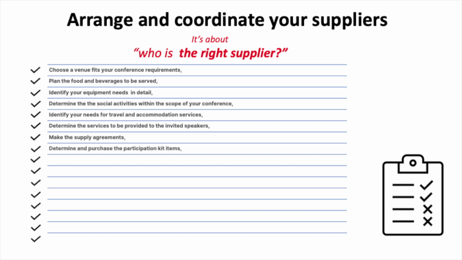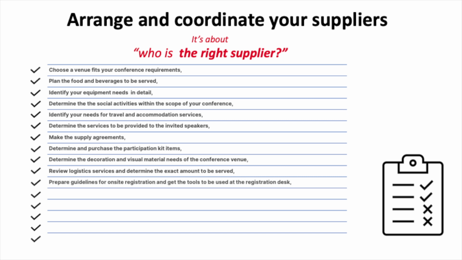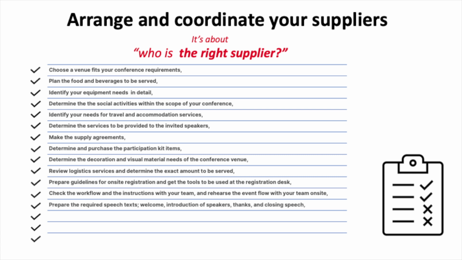Purchase the kit items, which you will distribute to your participants. Determine the decoration and visual material needs of the venue, and have your designer make the designs, considering when and how the installation will be done. Review logistics and services and check out the exact amount to be served. Prepare guidelines for on-site registration, and identify the tools to be used at the registration desk. Check the workflow, job descriptions, and instructions with your team one more time, and rehearse the event flow with your team on site. Prepare speech notes such as welcome, the introduction of the speakers, thanks, and closing speech.